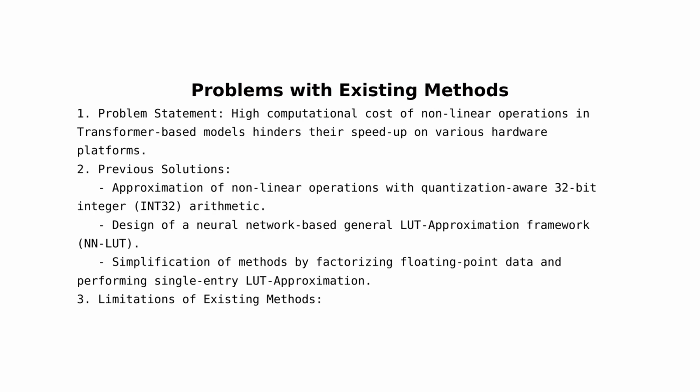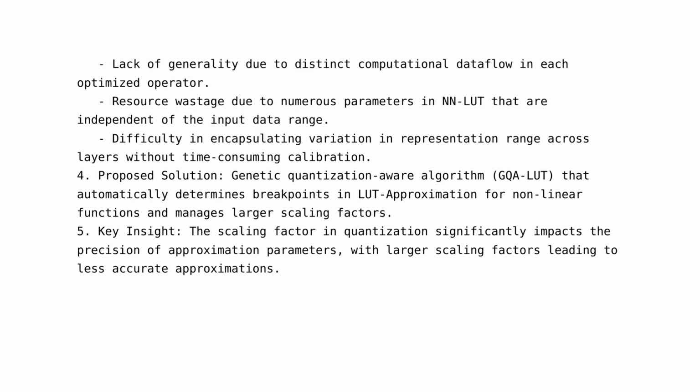They lack generality, as each optimized operator contains a distinct computational data flow. The LUT in NN-LUT contains numerous parameters that are independent of the input data range, leading to resource wastage. Furthermore, the NN-LUT struggles to encapsulate the variation in the representation range across layers unless subjected to calibration, a process that is time-consuming.